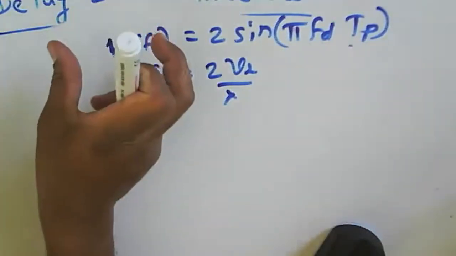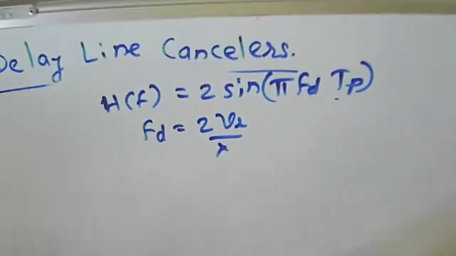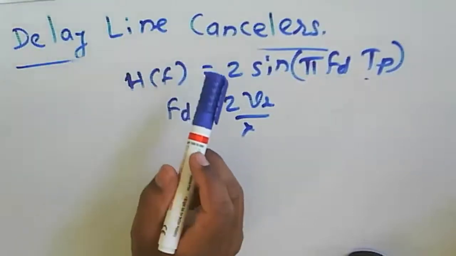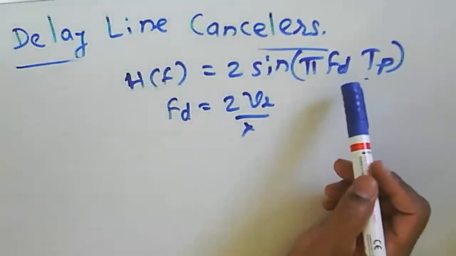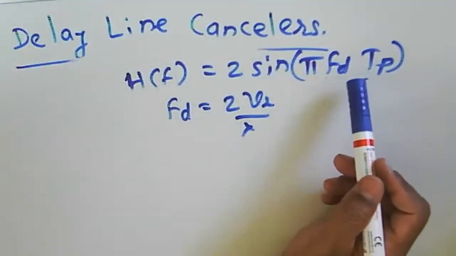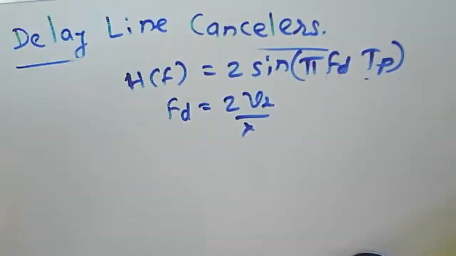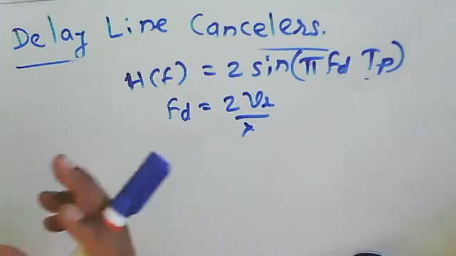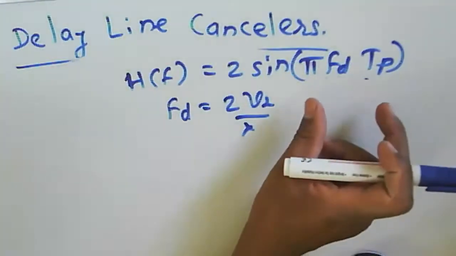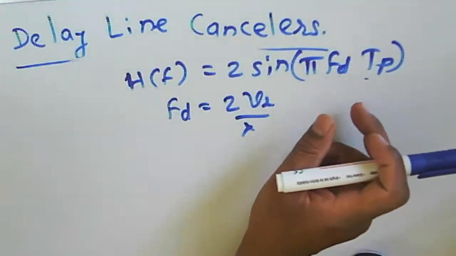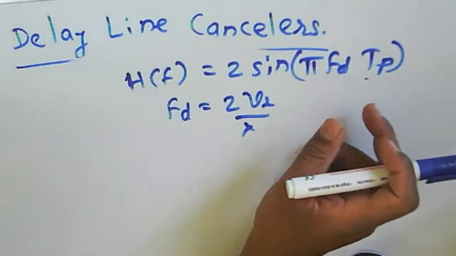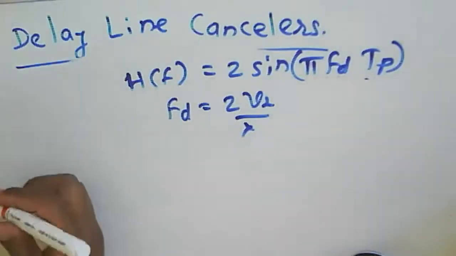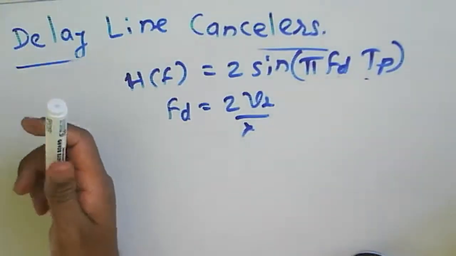So here we can say that a delay line canceller is used at a given single pulse repetition frequency. Instead of a single pulse repetition frequency, we can choose another way: we can use multiple pulse repetition frequencies to avoid the blind speed. So that is another way to avoid the blind speed.